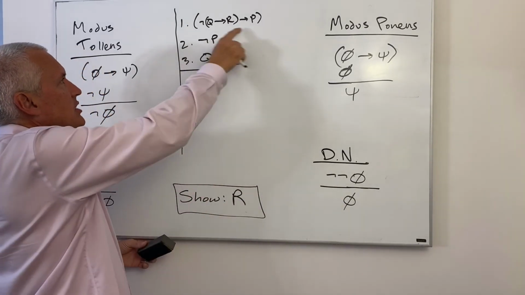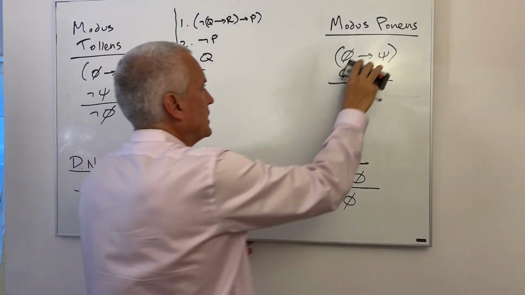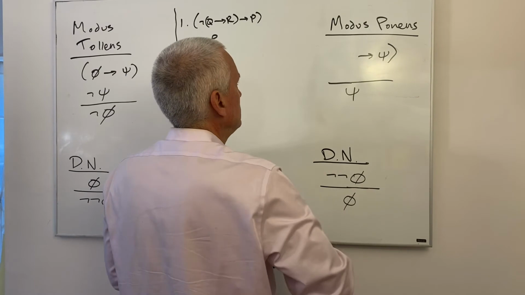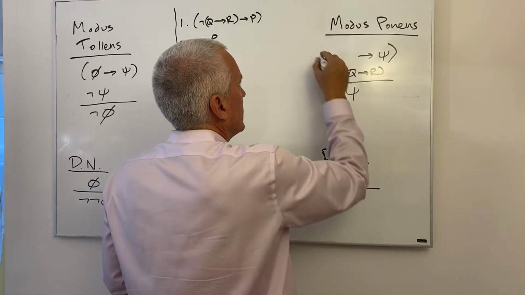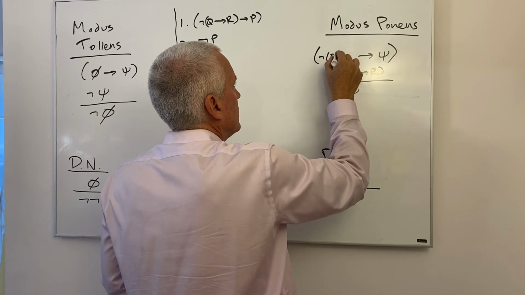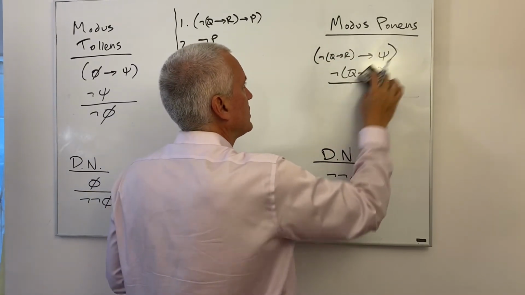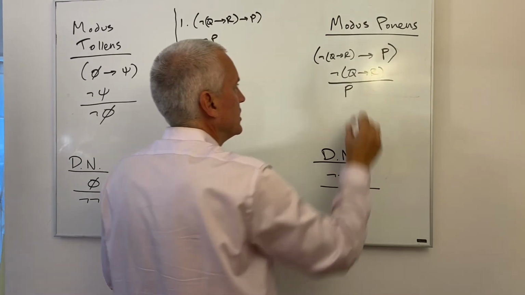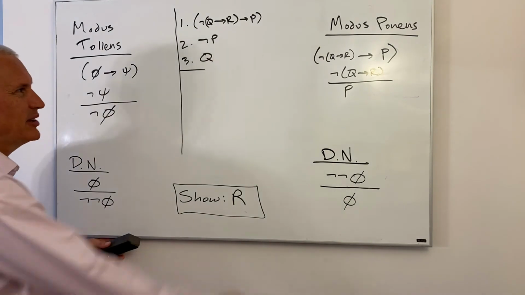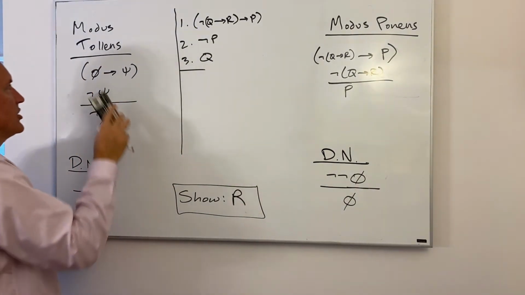So let's look at this conditional. Well, I could do modus ponens if I had not Q arrow R as a premise, and then given that the consequent is P, I could conclude P. But I don't have that as a premise, right? I don't have that as a line anywhere. What else can I do with a conditional?